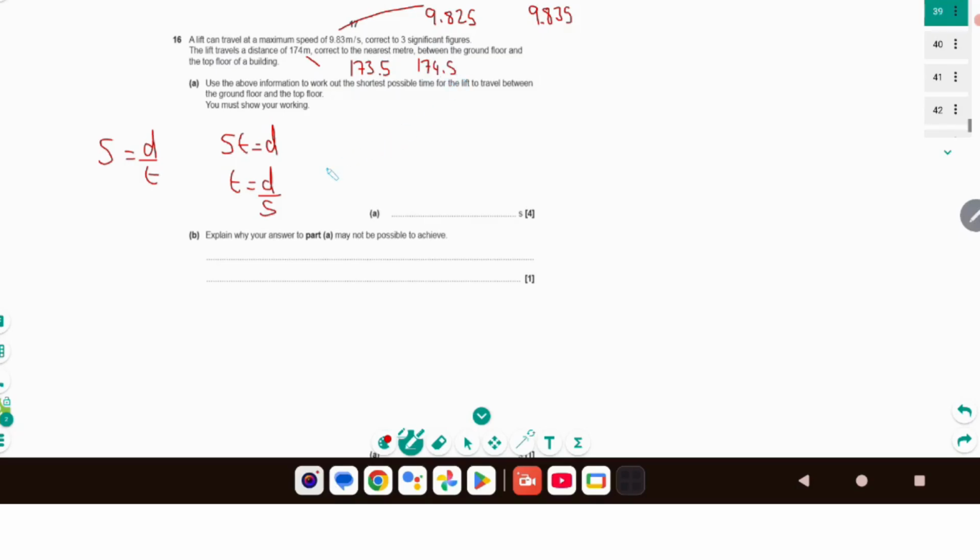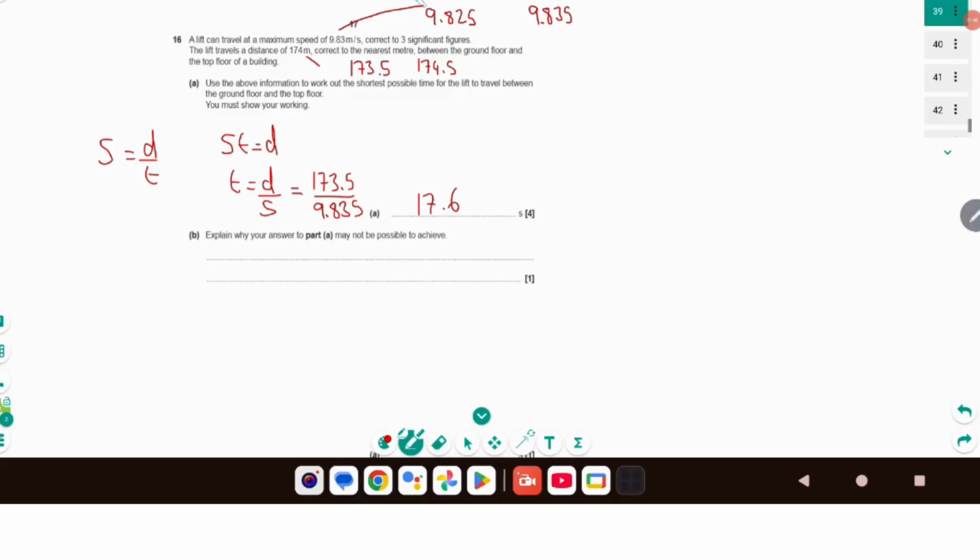Shortest time, so I want the smallest answer. So I need the smallest divided by the biggest. I want the smallest distance divided by the biggest speed. So the answer is 17.6 seconds.